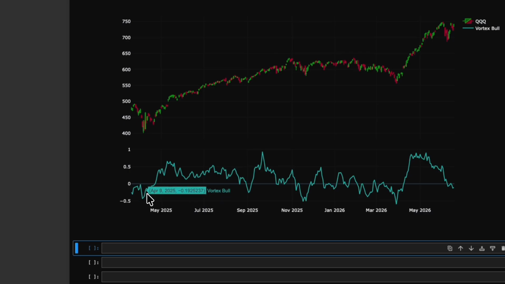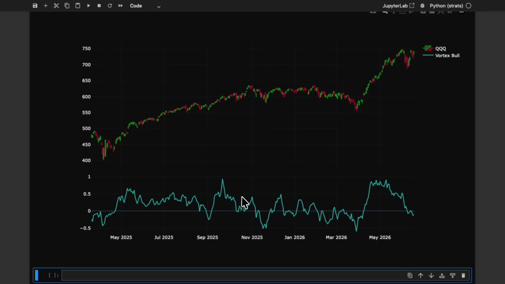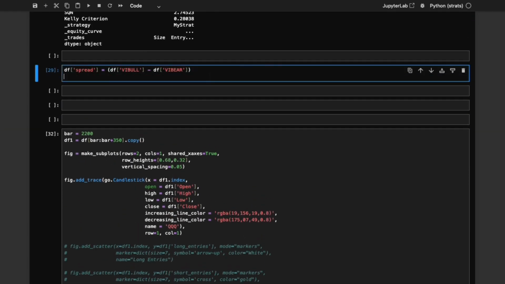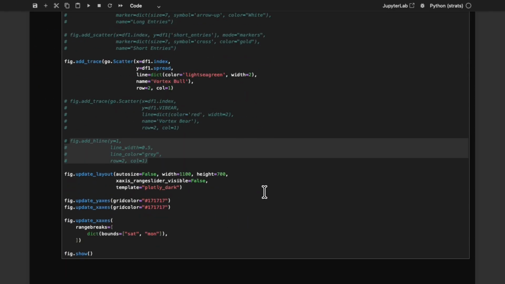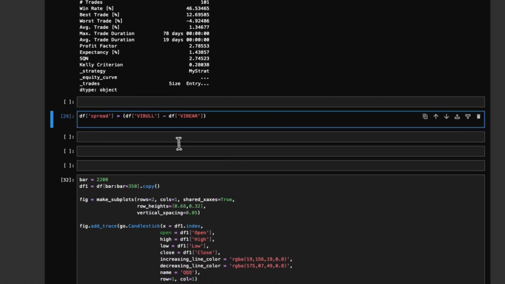Instead, you'd be looking for turns in this line, but it's a bit too jagged, and you're going to get a lot of false signals if you do that. So what we're going to do is customize it a little bit more. We are going to calculate the momentum, so for this spread line, we're going to create a spread momentum.